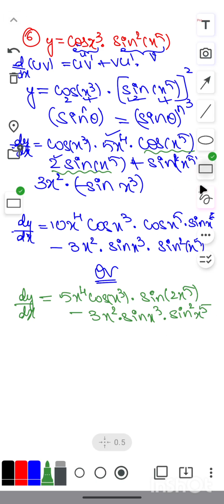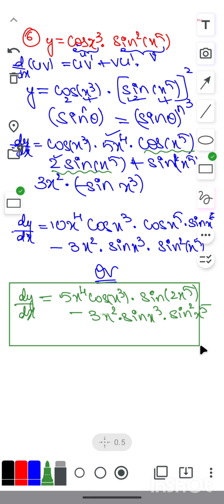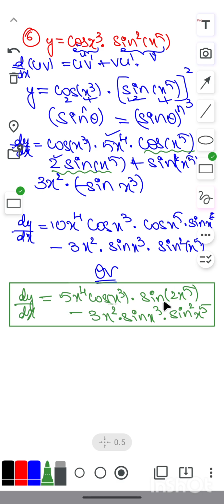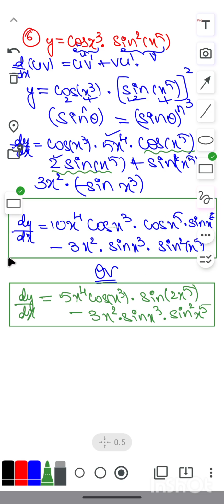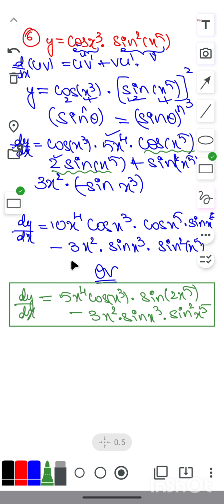Hope you have understood. I am highlighting the answer. Either you can consider this as the final answer, or you can consider this one as our final answer. Okay. Yes. Dy by dx is equal to either this or this. Hope you have understood.